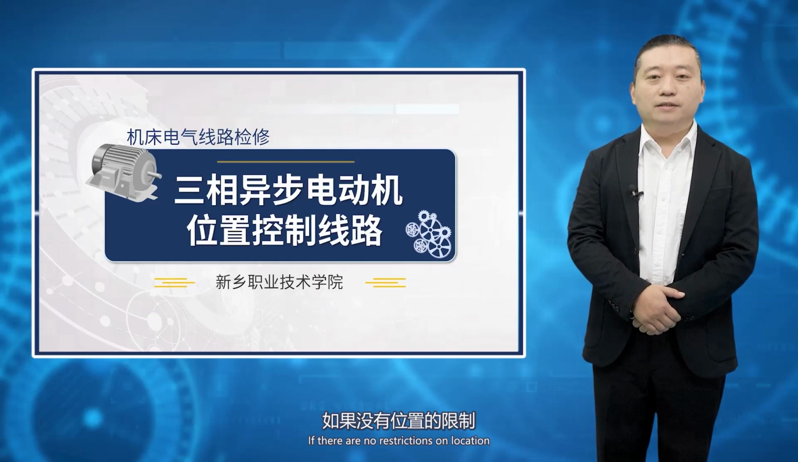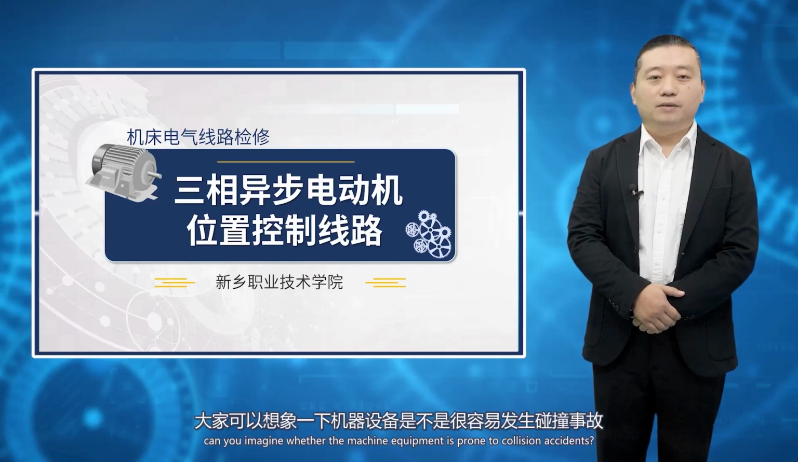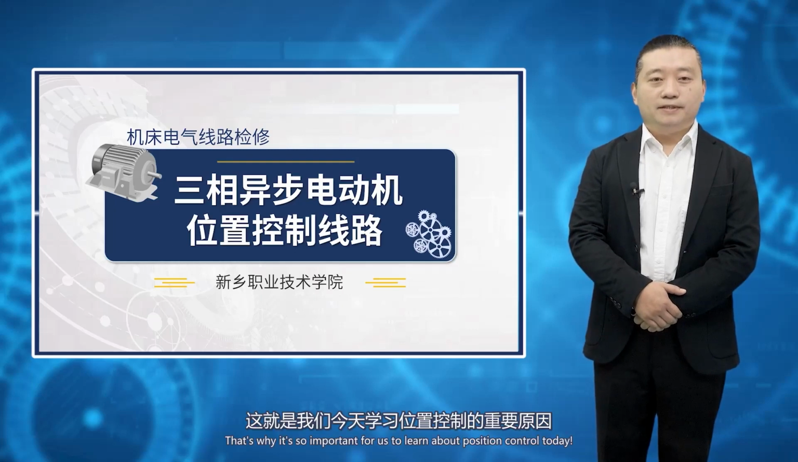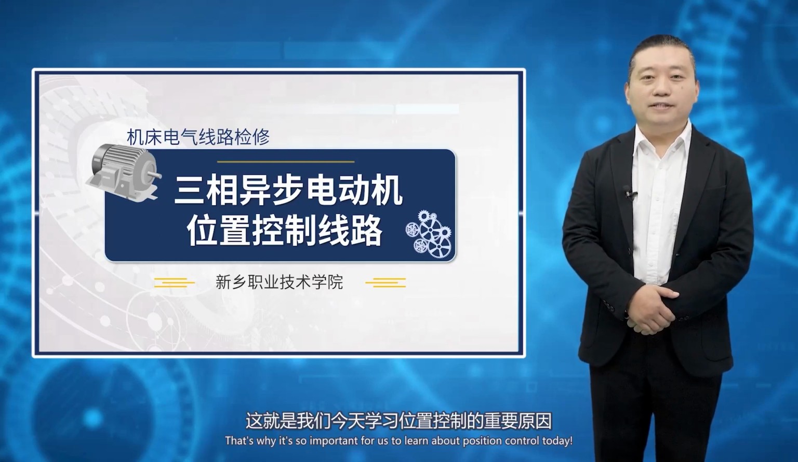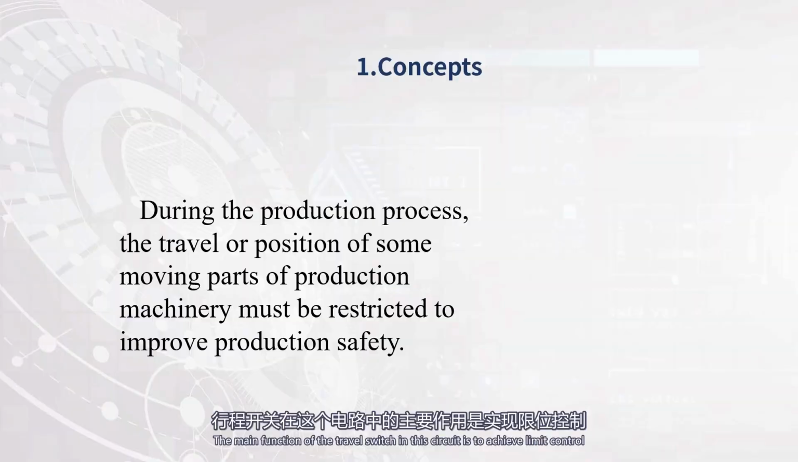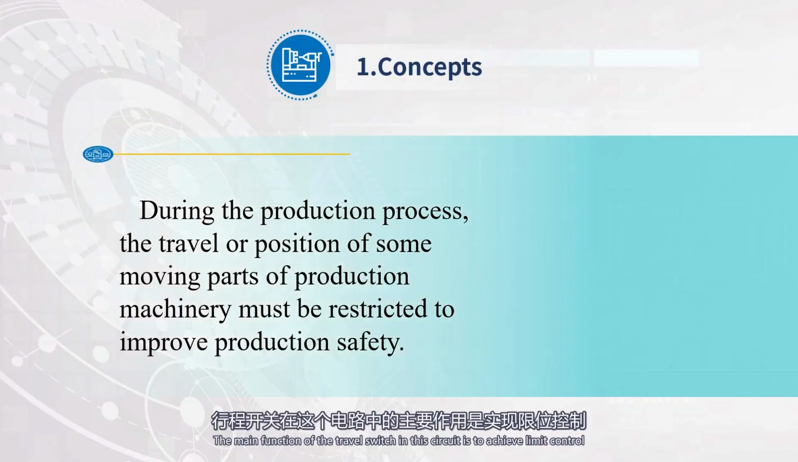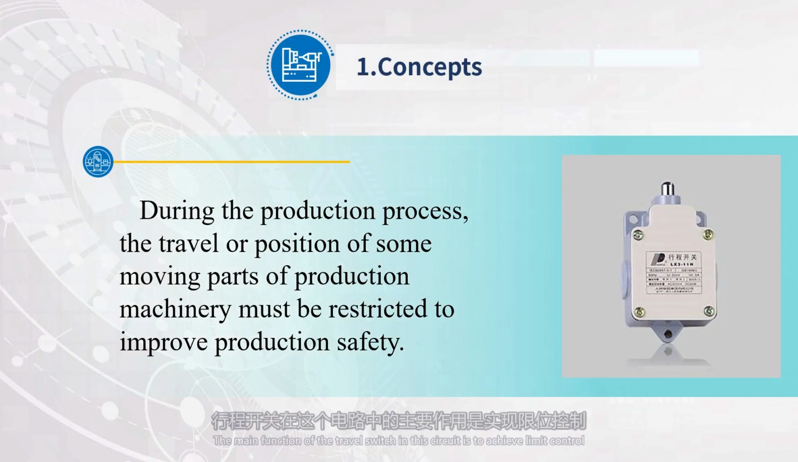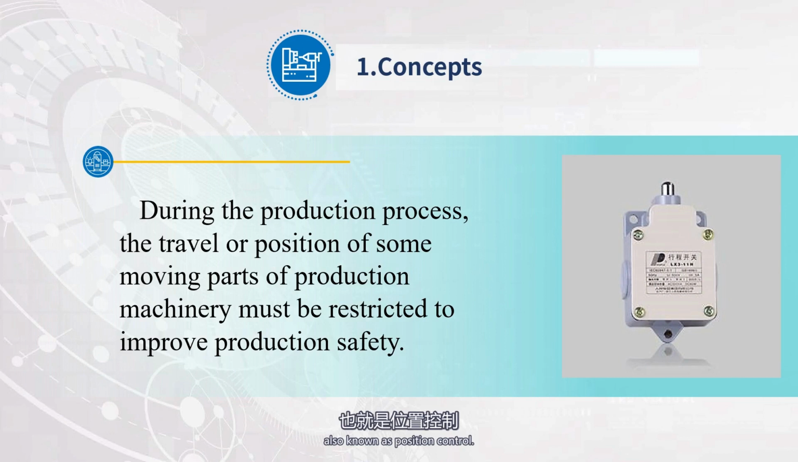If there are no restrictions on location, can you imagine whether the machine equipment is prone to collision accidents? That's why it's so important for us to learn about position control today. The main function of the travel switch in this circuit is to achieve limit control, also known as position control.